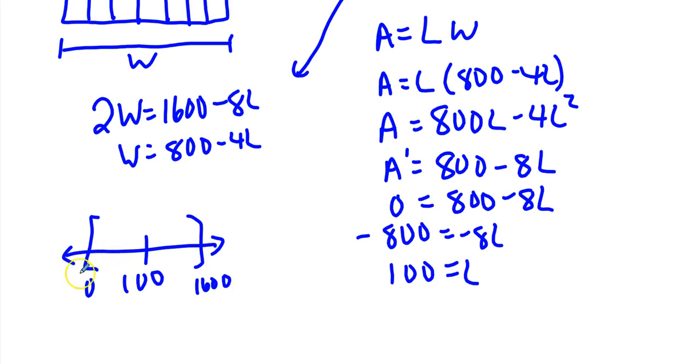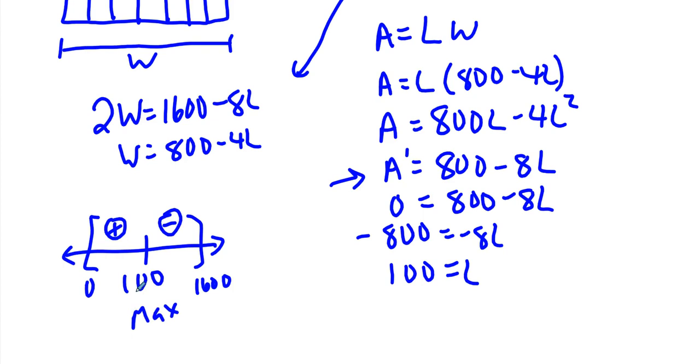So plug in any number. I would choose maybe 1, plug it into your derivative. See if you get that to be increasing or decreasing, and then try something above 100. Go ahead and do that and push play when you're ready. Alright, so hopefully you got this to be increasing or positive on the left and decreasing or negative on the right, which does show that this is a maximum.